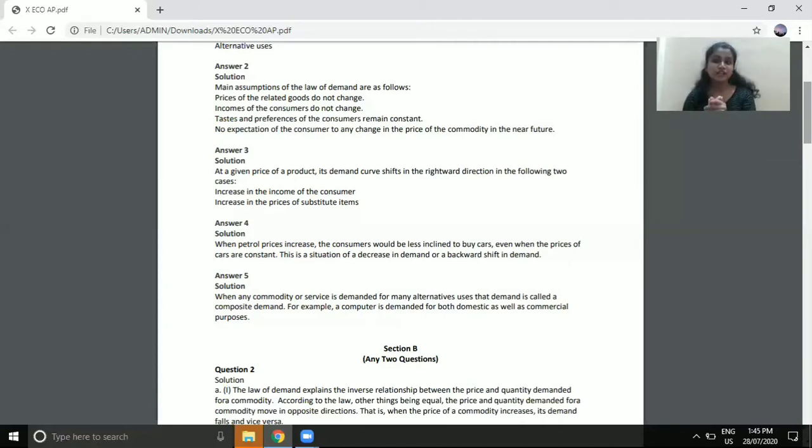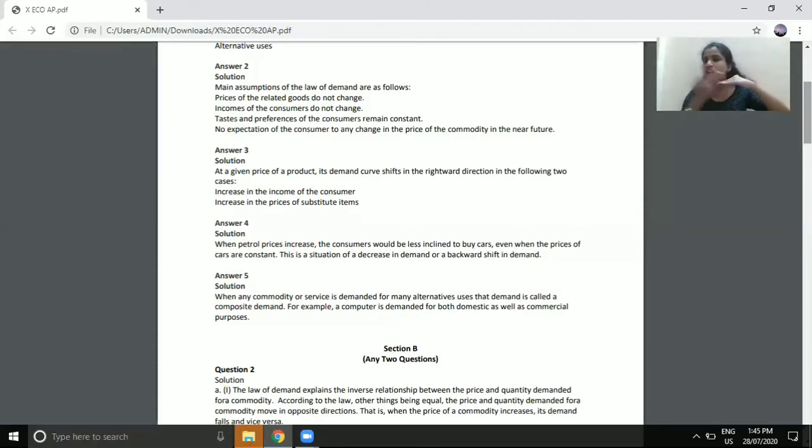What kind of related goods? Yes, complementary goods, which means without petrol, a car cannot run. So when two goods are needed to satisfy one particular want, it is known as a complementary good, right? So car and petrol are complementary goods, which means that the price of one will definitely affect the demand of another. So keep that in mind, right?